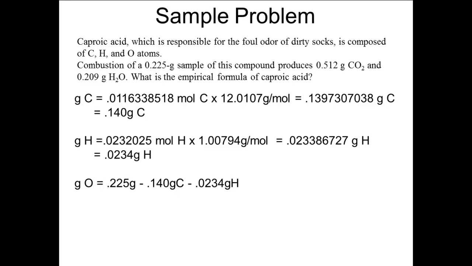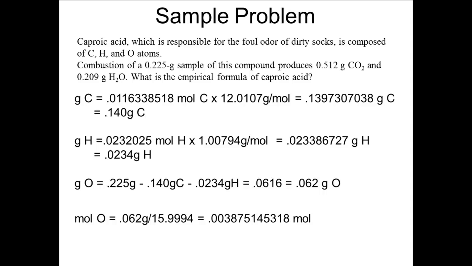Subtract these values from the original mass of the compound. This gives the mass of oxygen in the original sample, 0.062 grams. Determine the moles of oxygen in the original compound from the mass of oxygen. Moles of oxygen equals 0.062 grams divided by 15.9994 grams per mole, which is 0.003875145318 moles.